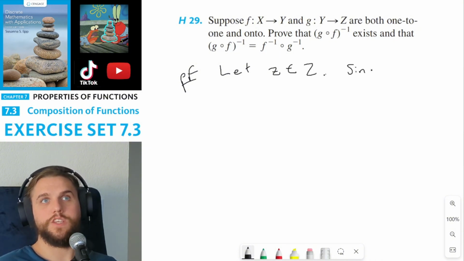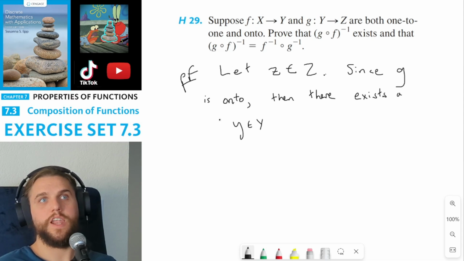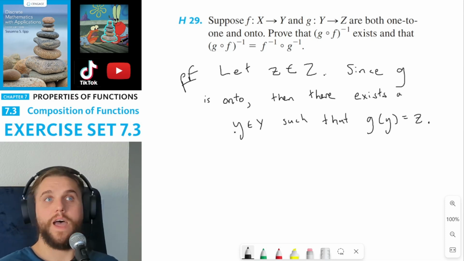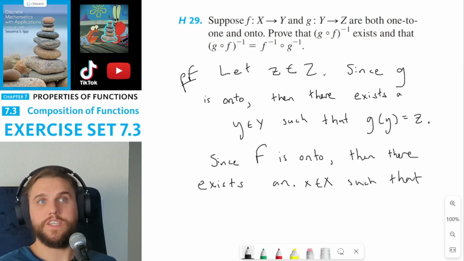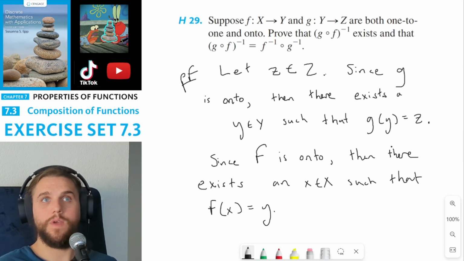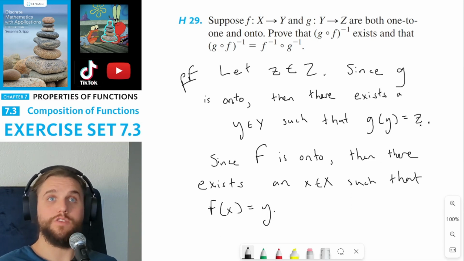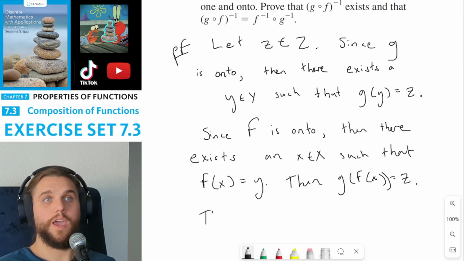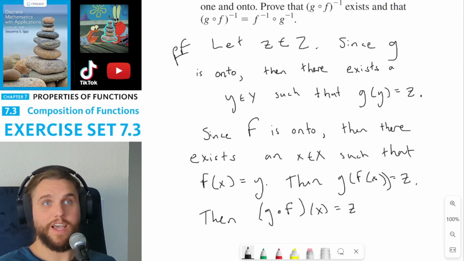So the first thing we're going to do is take an arbitrary element from that set Z. Now, since g is onto, there exists an element y in the set Y such that g of y equals lowercase z. Now, since y is in the set Y and f is also onto, they're both 1-to-1 and onto, there exists an x in the set X, from the domain of f, such that f of x is y. And so here we have f of x equals y, g of y equals z. That means that g of f of x is z. Put another way, (g∘f)(x) equals z.